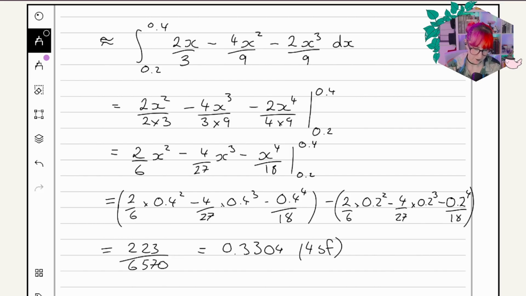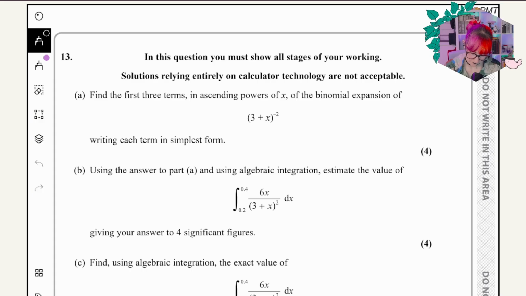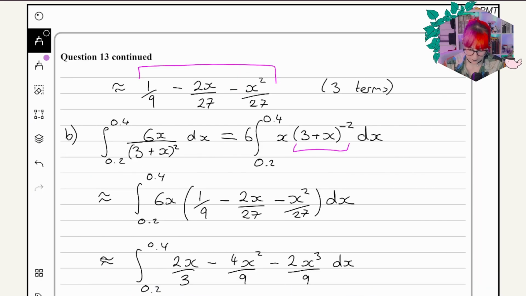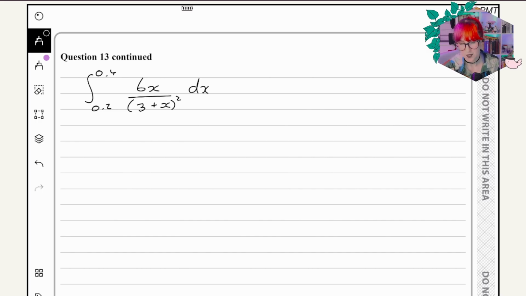Okay. Part C is then find the exact value using algebraic integration, and write it in the form A ln B plus C. So 0.2 to 0.4 of 6x over 3 plus x squared dx. I believe. Yes. Cool. So we can't just integrate nicely. We can't do like, oh, well, it goes to the log, because we have that x on the top. So that's really annoying.